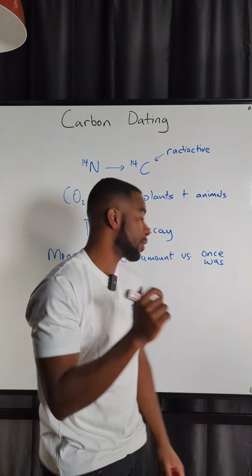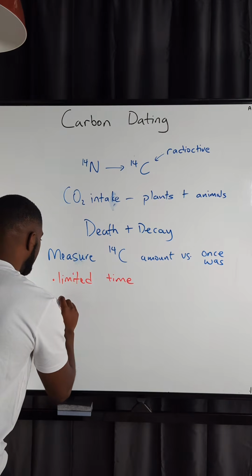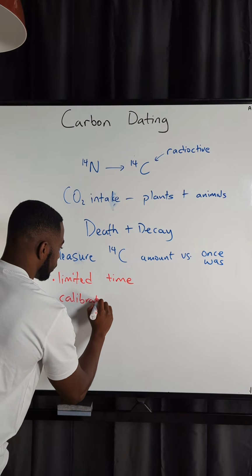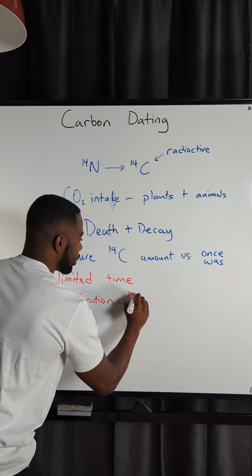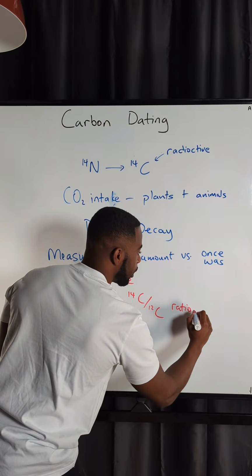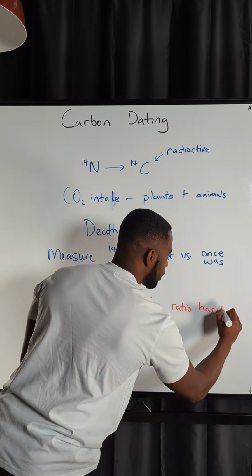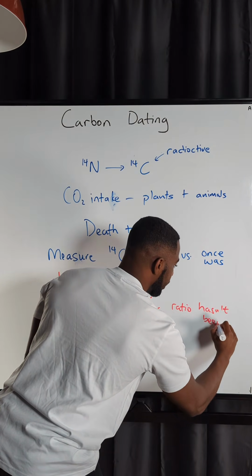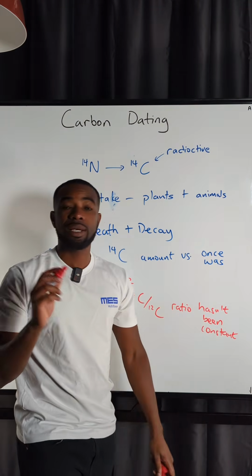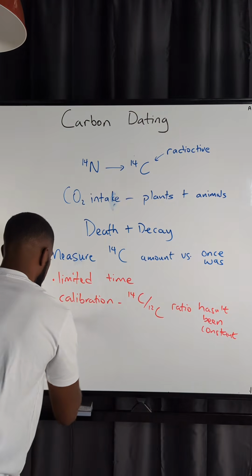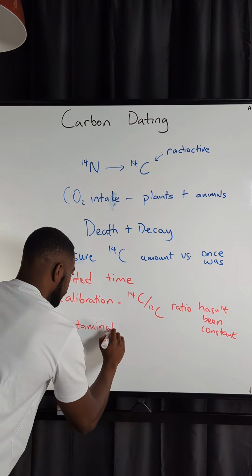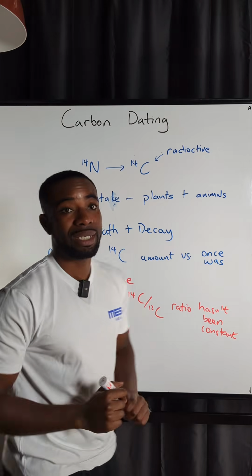The second thing here as well is that the whole process needs calibration. The reason is that the carbon-14 and carbon-12 ratio hasn't always been constant. Running out of space here. And the last thing we need to know is that this is susceptible to contamination. So it's very, very sensitive, so it can easily be contaminated.